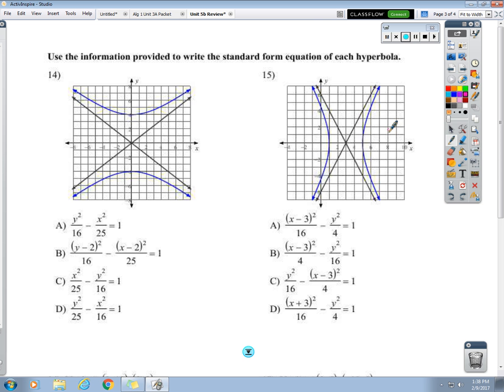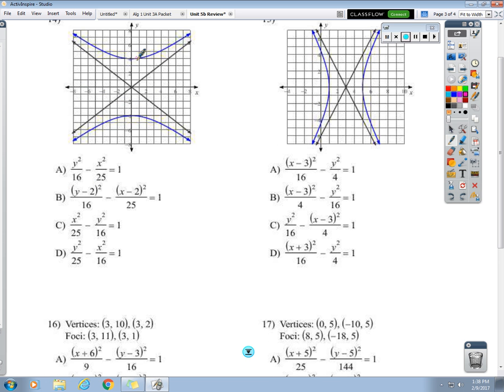Use the information provided to write the standard form equation of each hyperbola. Okay, so they give you a picture of our hyperbola, and then they give you 4 equations. You just have to pick the right one. This is kind of like on our quiz. What type of hyperbola is this? Vertical. It's opening up and down.